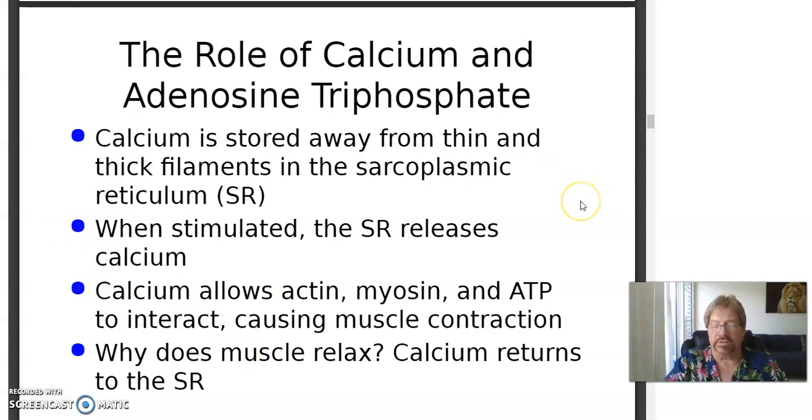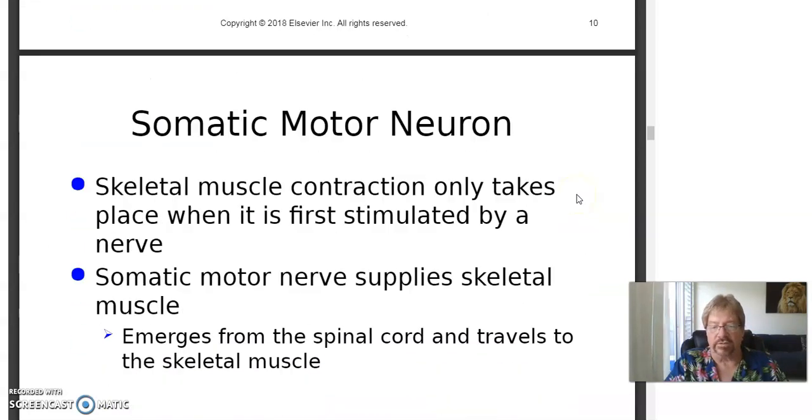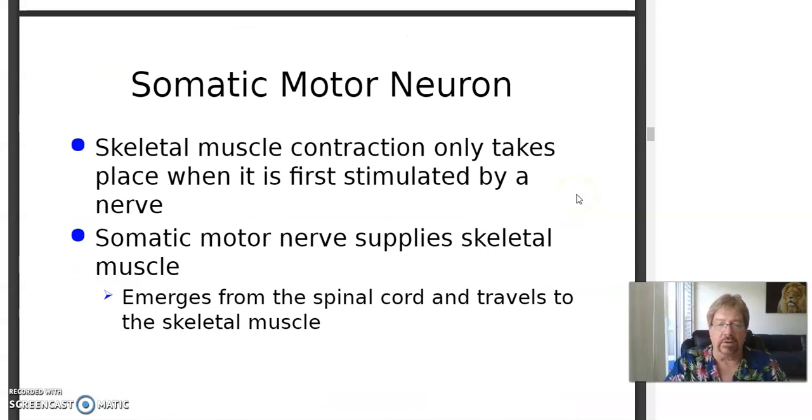So besides being in the bone and all, calcium is extremely important for muscle. Okay, somatic motor neurons. Somatic means body. Motor neurons are nerve cells that cause muscular contraction. Just think of the motor of a car or a motorcycle or a boat. Motor means nerves that make things move. Most of the time that's muscle, but it can also be glands secreting as well.